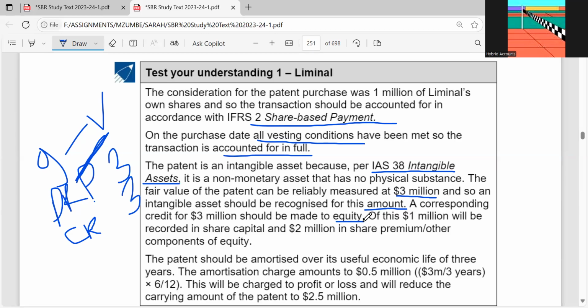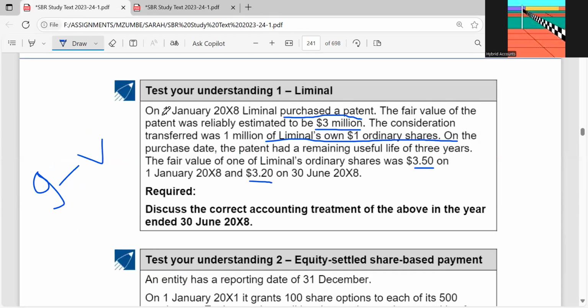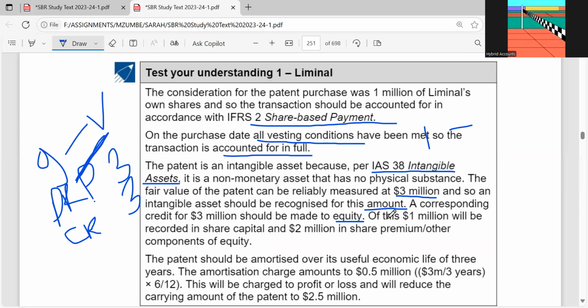Of this, what should we do now? Remember that the transaction occurred on 1st January, but our period ends on 30 June 20X8. So if we have an asset, of course, it would have to be amortized. It's an intangible asset. Of this, 1 million will be recorded in share capital and 2 million in share premium.